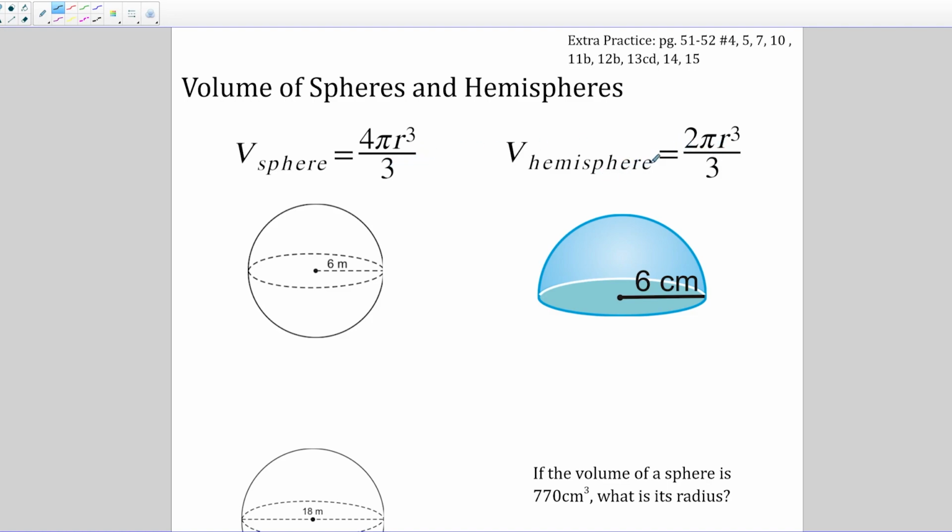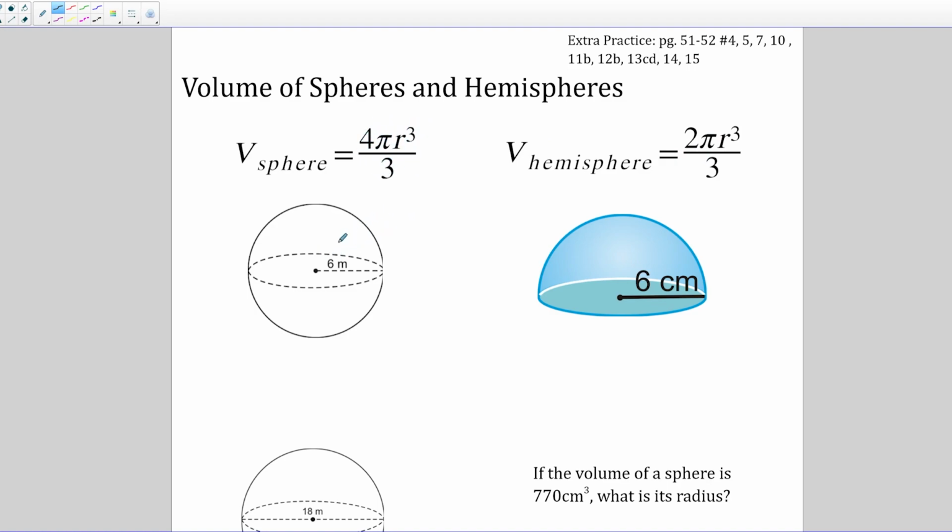And then for the hemisphere, since we're literally cutting it in half, instead of a 4, we just have a 2. So 2 pi r cubed divided by 3. Now, of course, at any time, if you do forget the formula for a hemisphere, you can just pretend you have a full sphere and then just divide your final answer by 2.